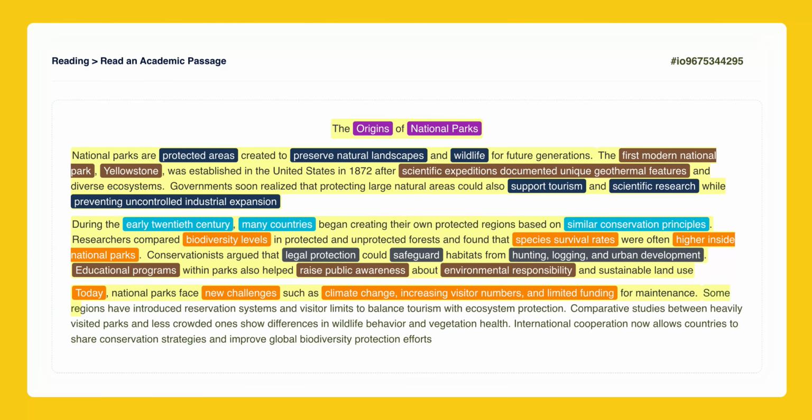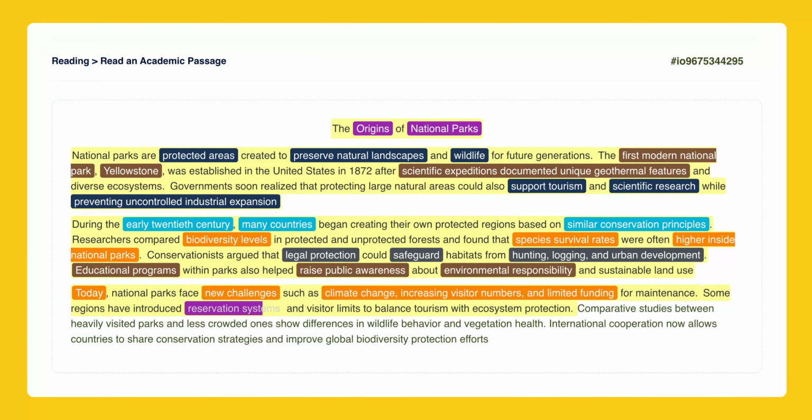Some regions have introduced reservation systems and visitor limits to balance tourism with ecosystem protection. This sentence presents a solution to the problem of overcrowding mentioned earlier. Regions are using reservation systems and visitor limits. The goal is to balance tourism with ecosystem protection. This word, balance, implies they want to allow tourism but not let it harm the nature.